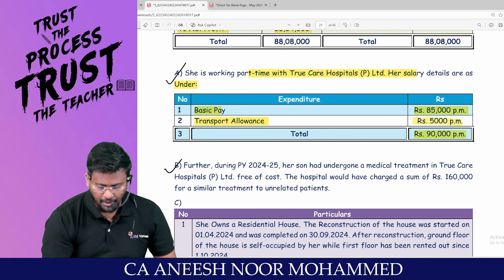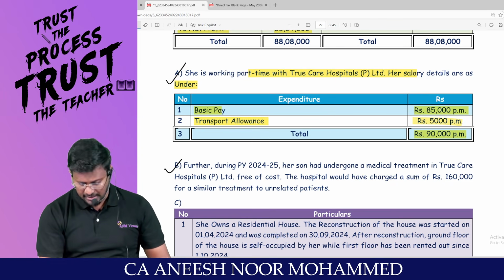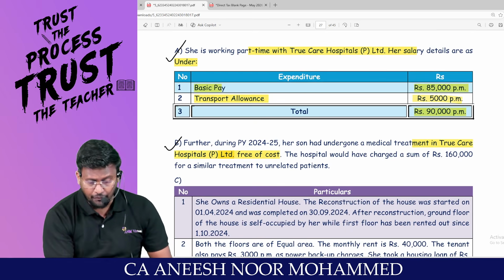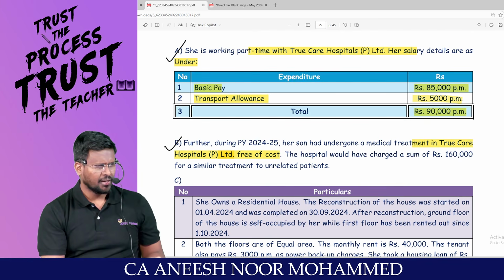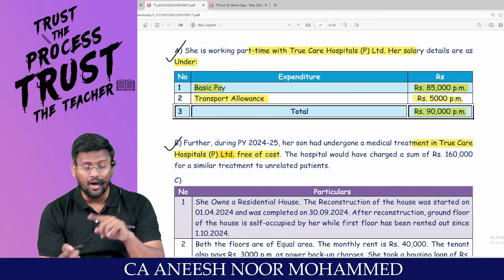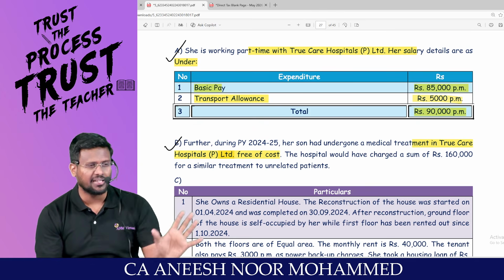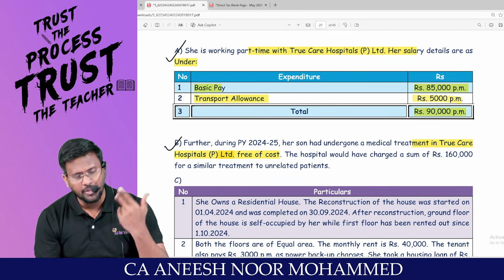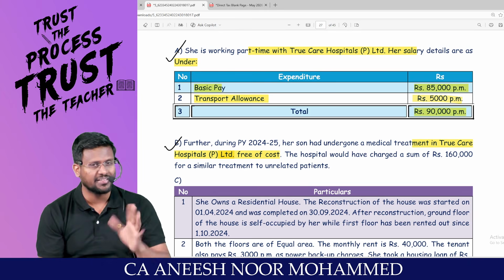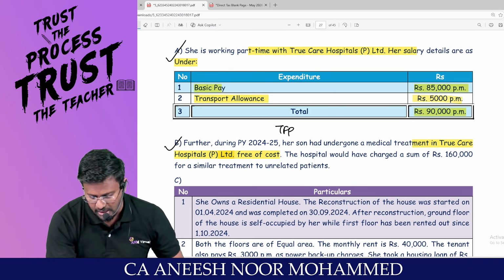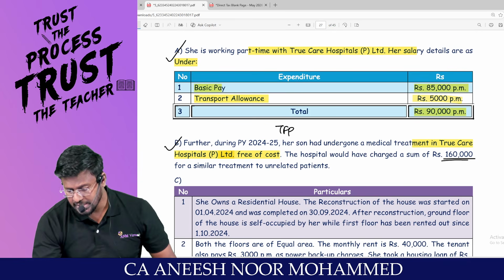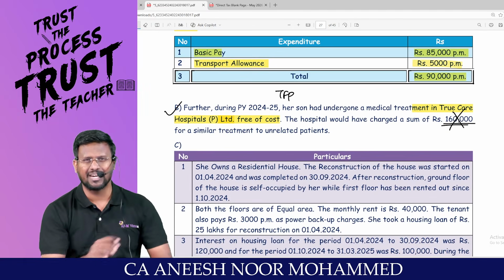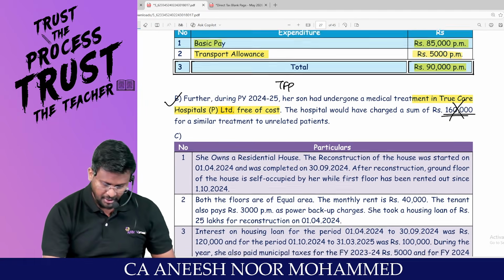A part done. B part. Further, during 24-25, her son had undergone a medical treatment in True Care Hospital Private Limited, free of cost. Sir, in that hospital only she is working. Sir, medical treatment can be provided either in India or outside India. If it is in India, three places: employer hospital, government hospital, CIT approved hospital, fully exempted. This is employer hospital. This will be a tax-free perquisite. Am I right? Hospital would have charged a sum of 1,60,000 for a similar treatment for an unrelated person. But this 1,60,000 will not be treated as perquisite in the hands of this guy. Am I right?